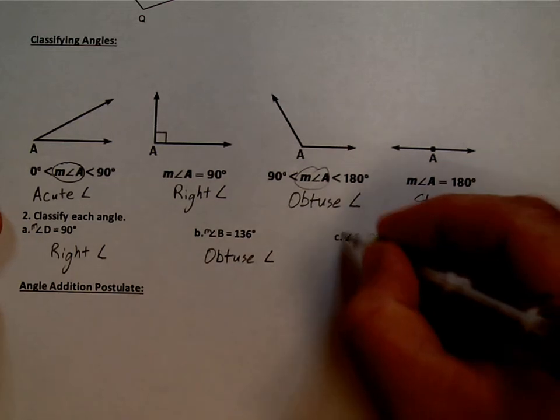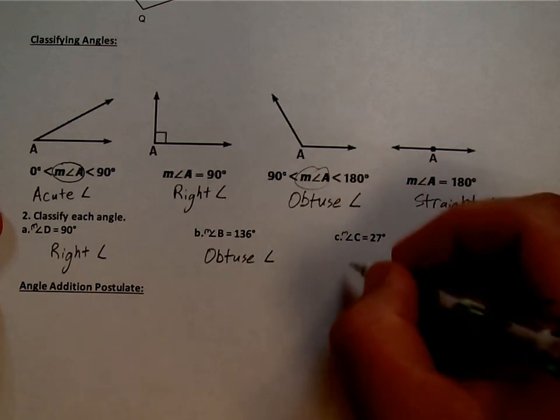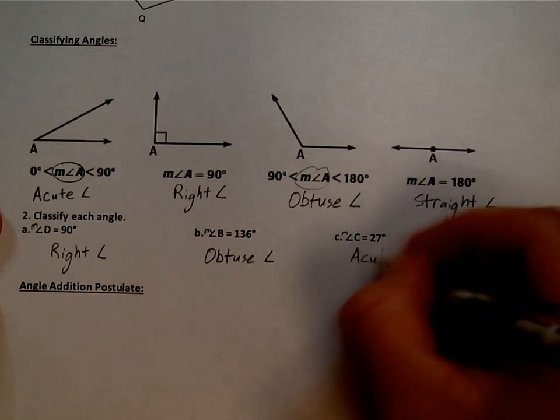And once again, there should be a measure of angle C. It's 27 degrees. That means it's less than 90 degrees. Therefore, it is an acute angle.